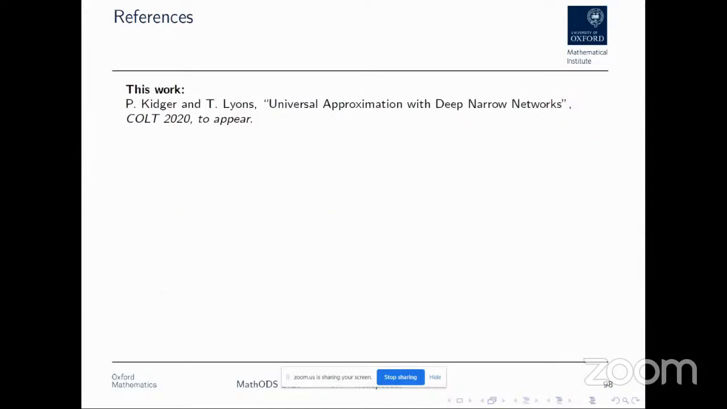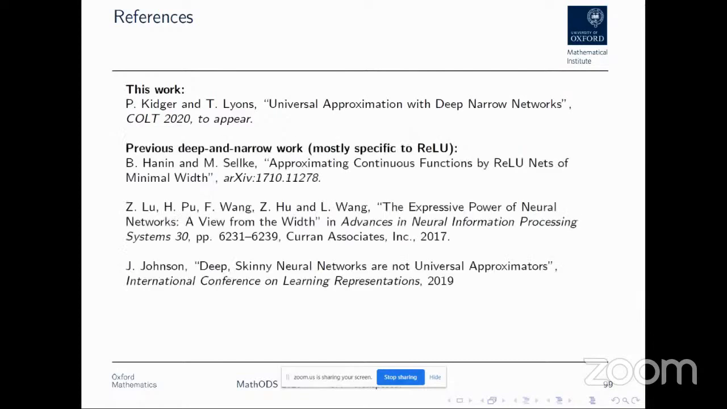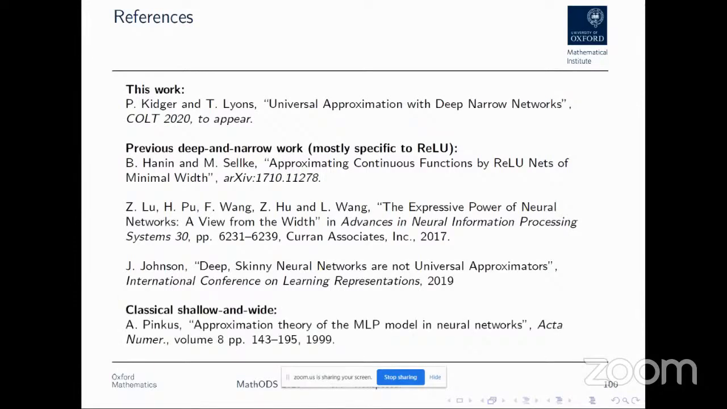So this is the paper that I've really been discussing today, universal approximation with deep narrow networks. This is some of the significant previous work on the deep and narrow case, most of it just specific to the ReLU. That's really what we were innovating on, handling arbitrary activations. And then this is the classical case for the shallow and wide. And with that, I think I'm done.